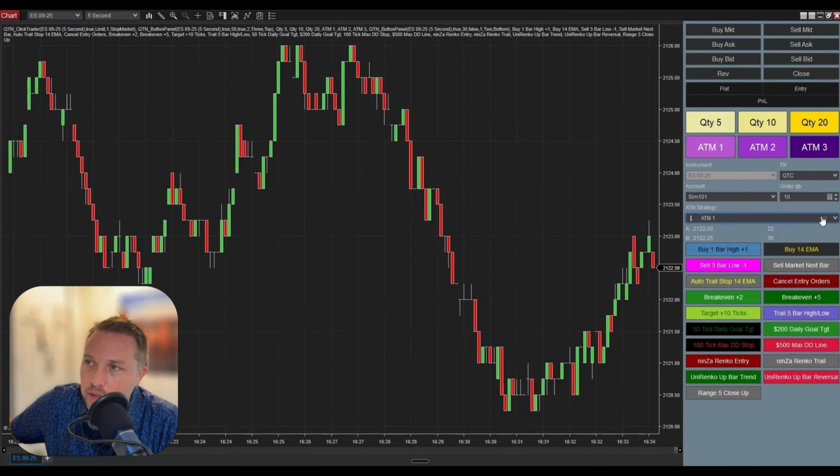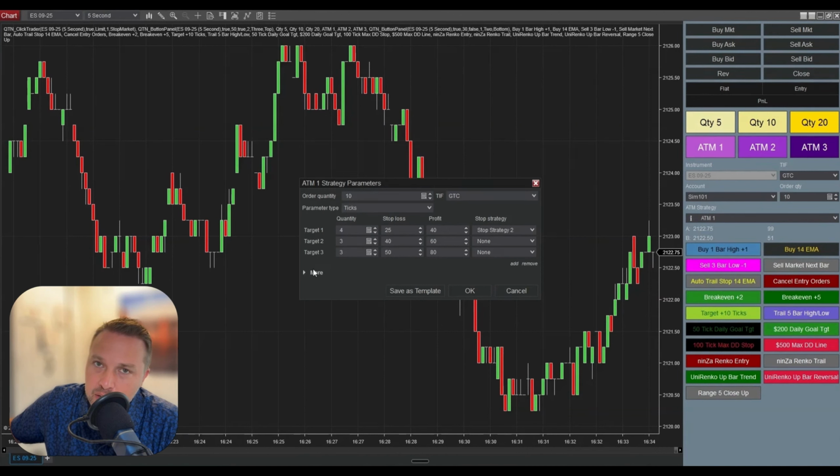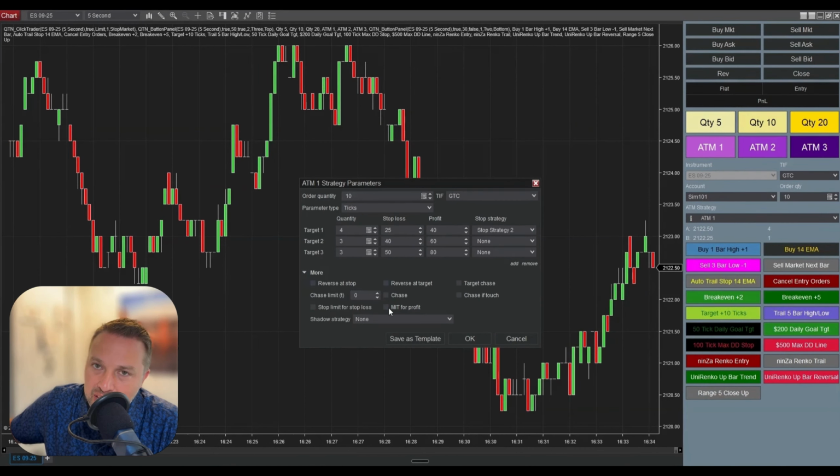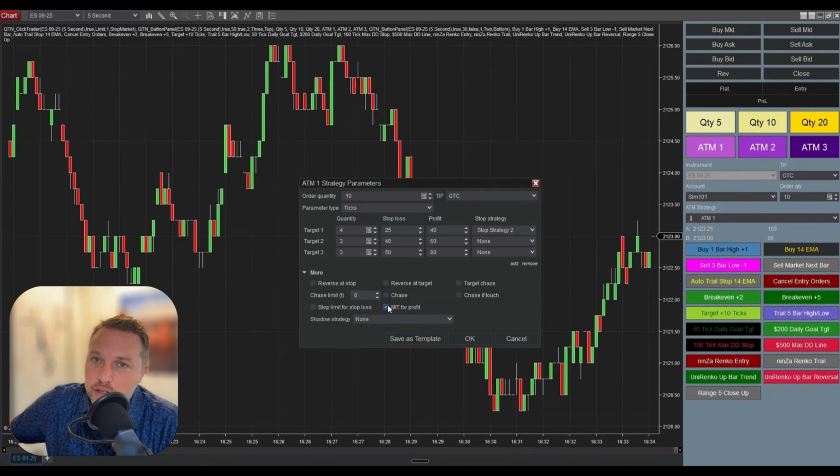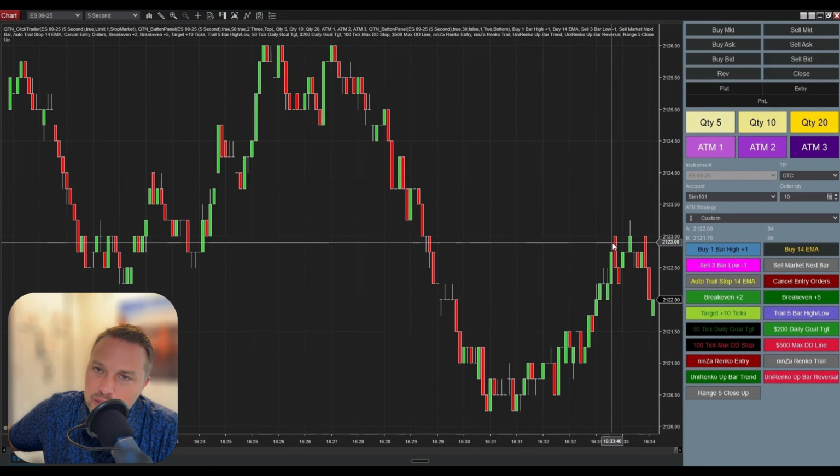So when creating the ATM strategy, if you expand the more section, there is an option to use MIT for profit. What that means is if I check that box, I will now be using a MIT order for my profit target versus a limit order. Those are the main two ways that you can manually use MIT orders within NinjaTrader 8.